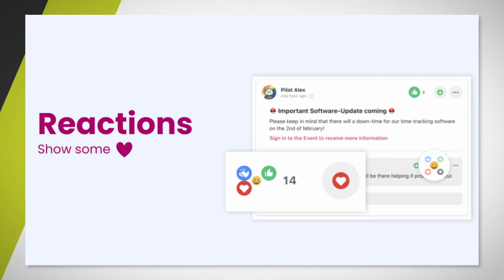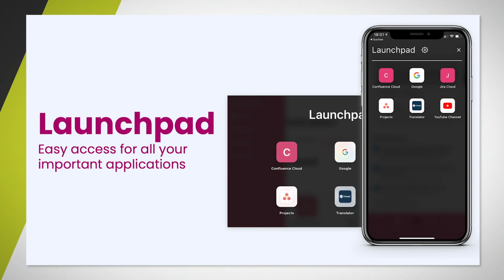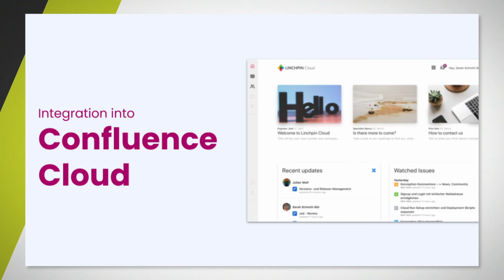Next, reactions. You can show emotions for posts or news, and you already know reactions from other social media like Facebook or LinkedIn. Launchpad. You know our Launchpad from Linchpin on-premise as well, and it's a way to create links to apps for your daily business. And last but not least, the integration into Confluence Cloud. We provide macros with Linchpin Cloud that you can integrate in your Confluence Cloud, for example, to show news or posts.